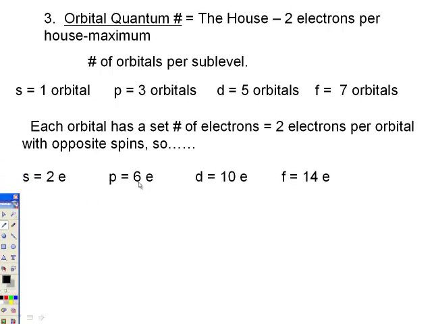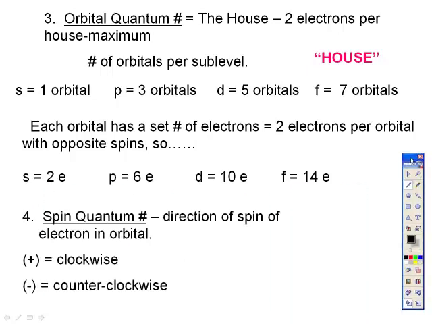In the P shape, we can hold 6 electrons, 3 orbitals at 2 electrons each. Now they don't have to hold that many. That's just the maximum amount. So D can hold 10, 5 times 2, and F can hold 14, 7 times 2. This is the electron house. So you can see that as the shape gains energy, you can hold more electrons in it.